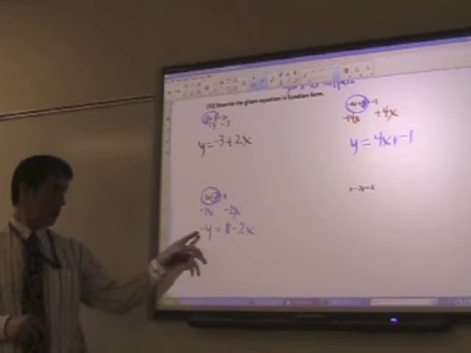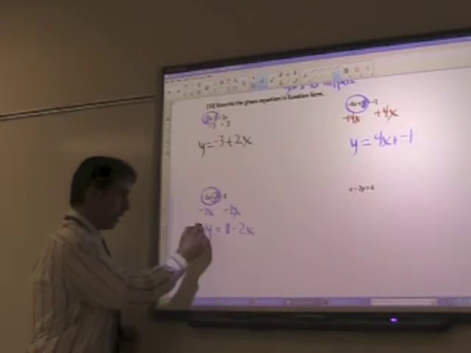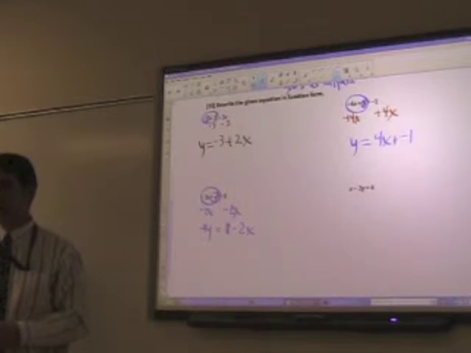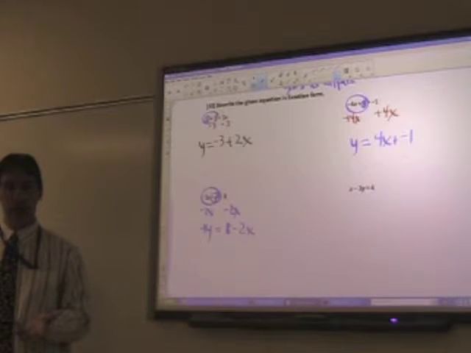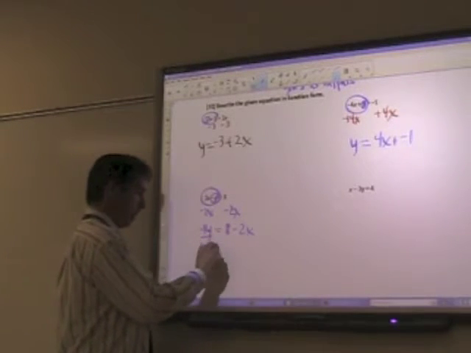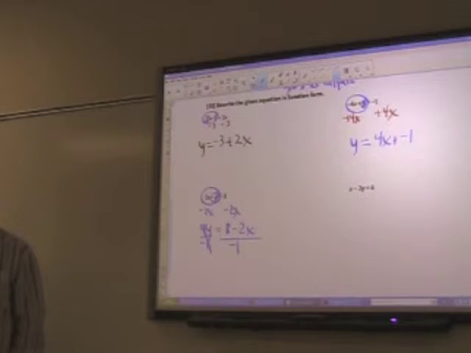Does anyone know what this number is in front of y? It's a negative 1. And if negative 1 is being multiplied to y, what can we do to it? Make it positive. How do I make it a positive? You can multiply by a negative 1, or you can divide by a negative 1. You can actually do this. You can divide, or you can multiply by a negative 1.